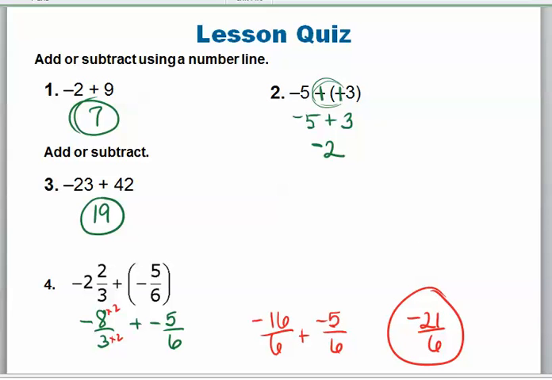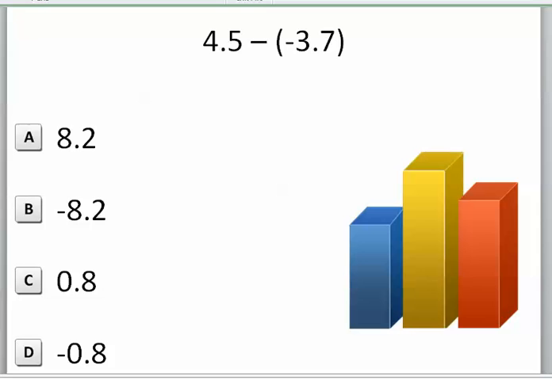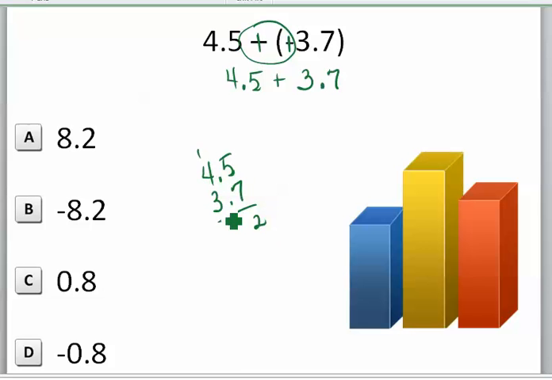Alright, I have 2 more examples and reviews as well. Feel free to pause if you want beforehand or with me. This is plus the opposite here, so plus the opposite. I have $4.50, plus now I have $3.70. So I have a total of, when you line up your decimal points, $8.20.